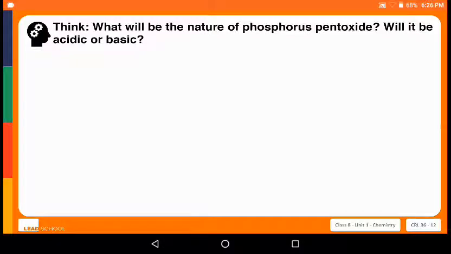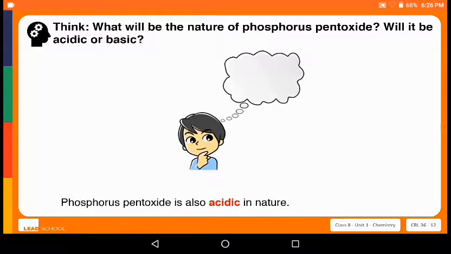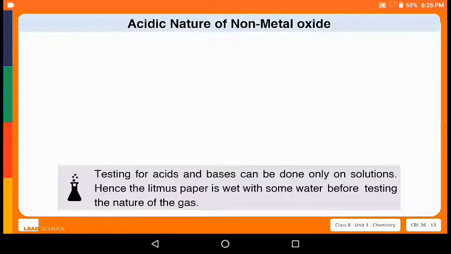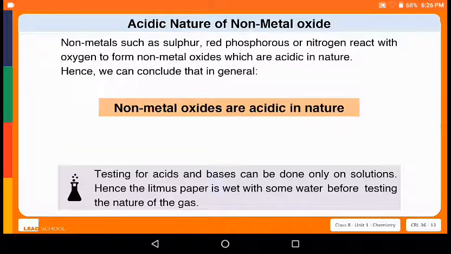Can you guess what will be the nature of phosphorus pentoxide? Will it be acidic or basic? Phosphorus pentoxide is also acidic in nature. So in general, we can conclude that non-metal oxides are acidic in nature. Testing for acids and bases can only be done on solutions. Hence, the litmus paper is wet with some water before testing the nature of the gas.